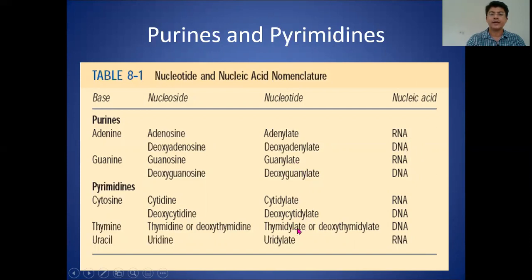Thymidylate is a ribonucleotide found in RNA, whereas in DNA, deoxythymidylate is found. Thymidylate is often found in some RNA molecules such as the transfer RNA molecule. Uridylate is exclusively found in the RNA molecule, which is a ribonucleotide.